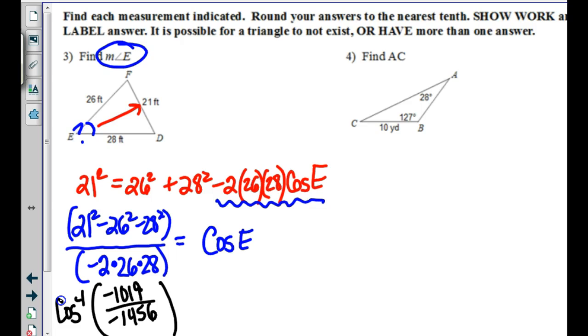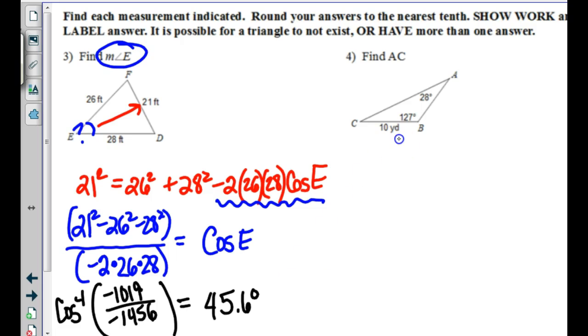I'm going to do second cosine of 1019 divided by 1456. I can put the negatives in, but they're going to cancel. I got 45.6 degrees. Do I need to check for a second solution? No, only law of sines. Questions?